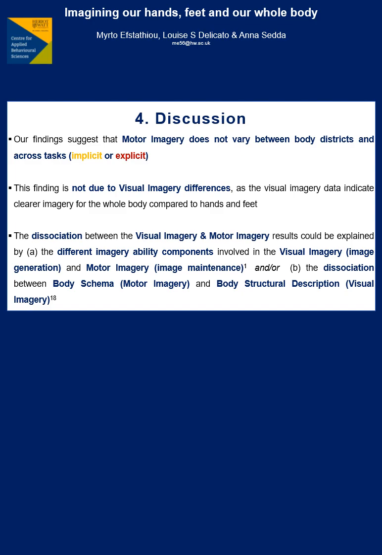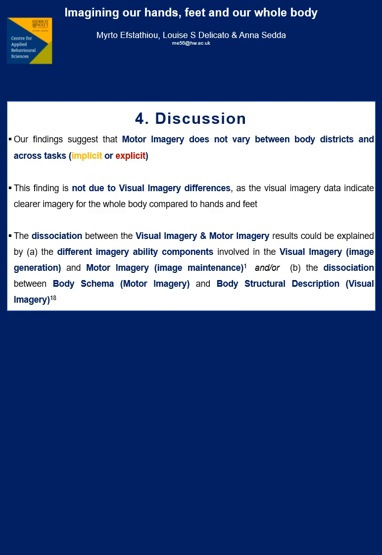So what do those results mean? Those results suggest that motor imagery does not vary between body districts and across tasks. They also suggest that those findings are not due to visual imagery differences, as we did find some differences across the body districts on the vividness of visual imagery.